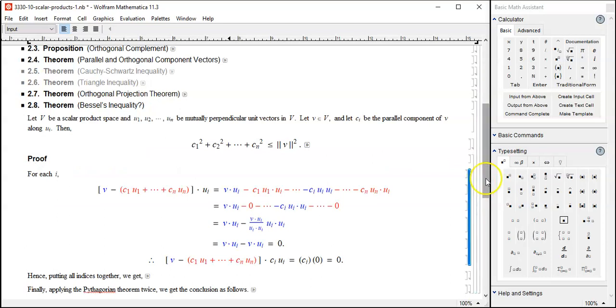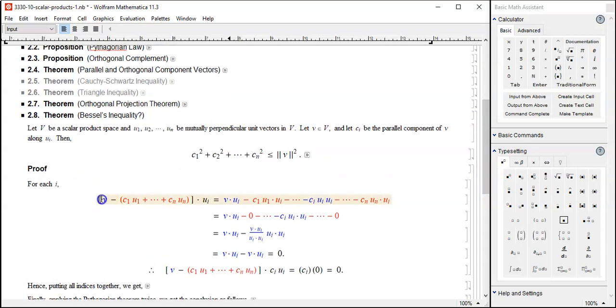For each i, please note that (v minus (c1 u1 plus all the way up to cn un)) dot ui is equal to 0. And by the way, this is the orthogonal component: v minus (c1 u1 plus cn un). This is a parallel component vector. And then v minus that total thing is the orthogonal component vector. Dot product of ui. And then let's just work it out. Break up the parentheses. And what do you get?